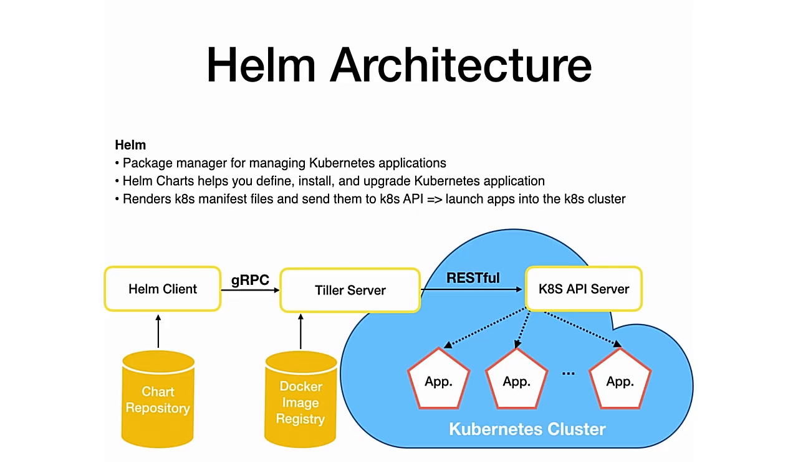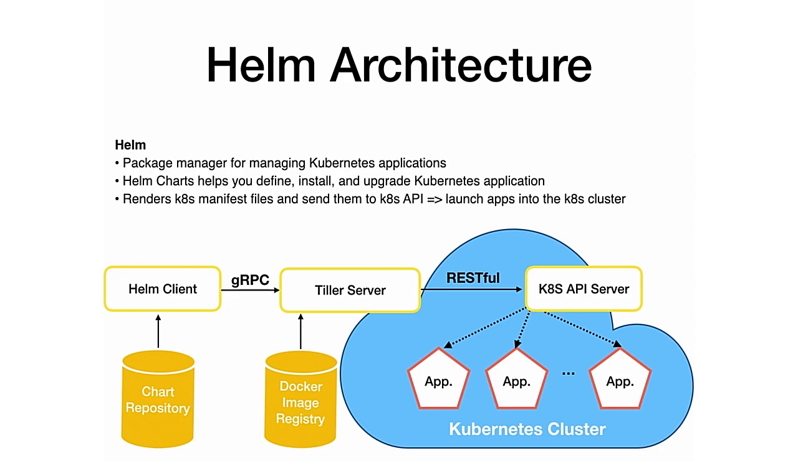Helm is a tool for managing Kubernetes charts, which are packages of pre-configured Kubernetes resources. Helm is a tool that streamlines installing and managing Kubernetes applications. I think its concept is similar to Homebrew or Yum.